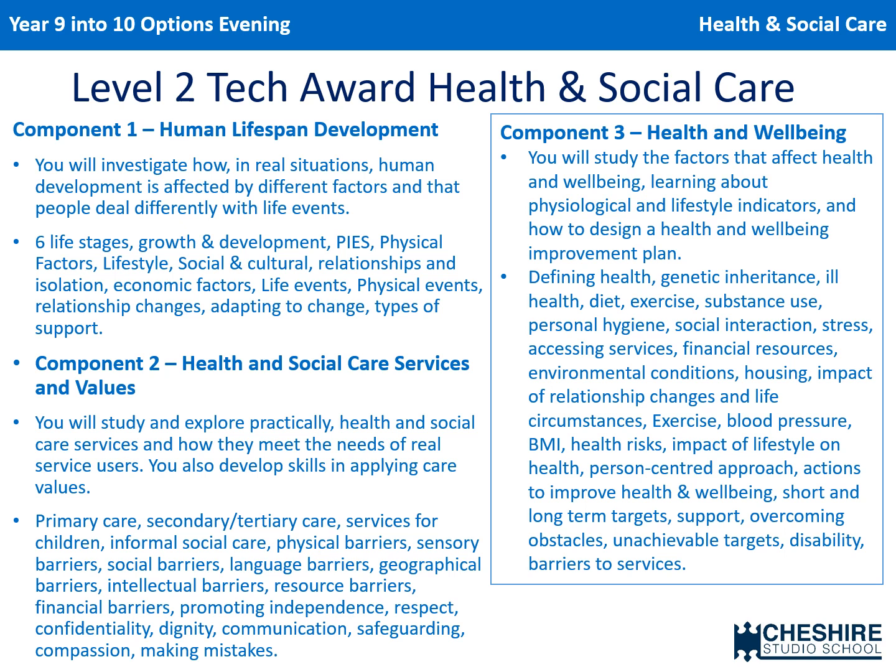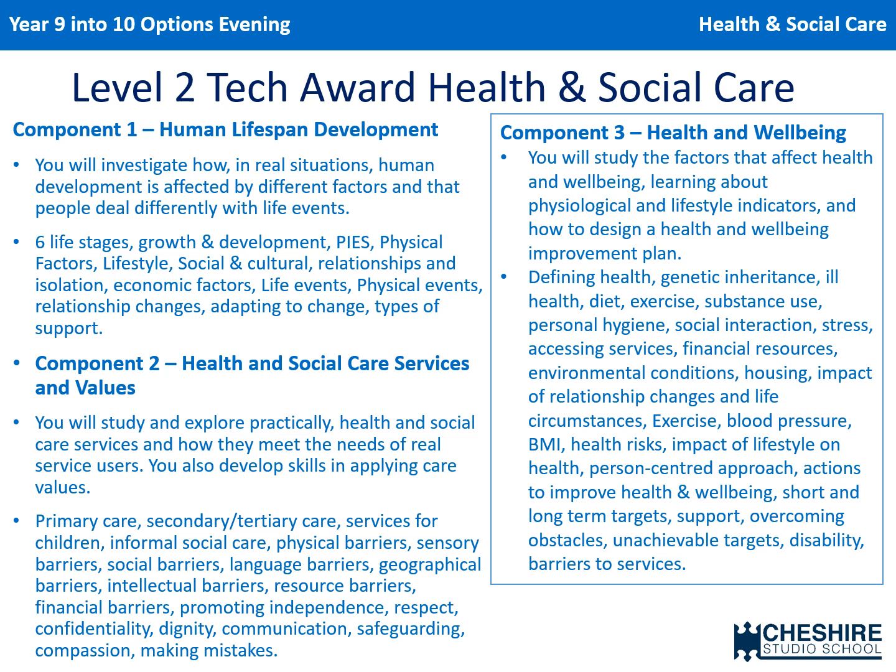And then finally, we've got component 3. This component is what we call a synoptic unit, so it's studied at the end of the course. It's called Health and Wellbeing. This component draws on the students' knowledge from component 1 and component 2 and applies it to our health and our wellbeing. So students will study the factors that affect health and wellbeing. They learn about the physiological and lifestyle indicators and learn how to design a health and wellbeing improvement plan.